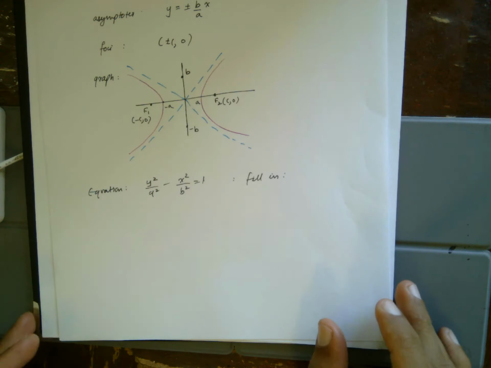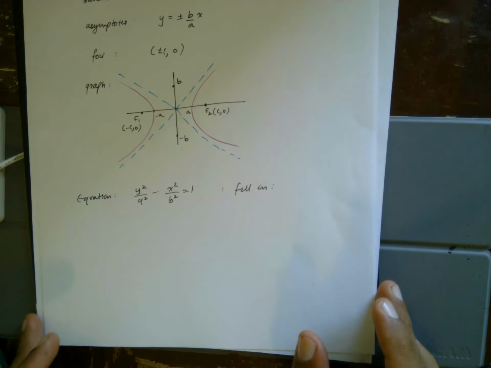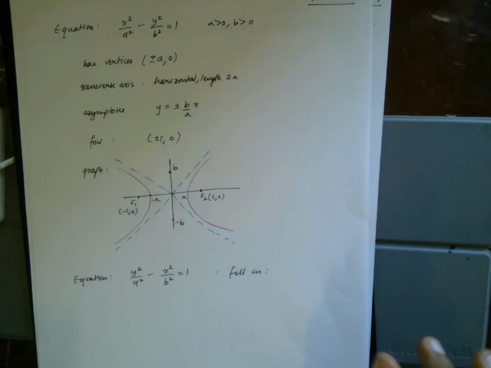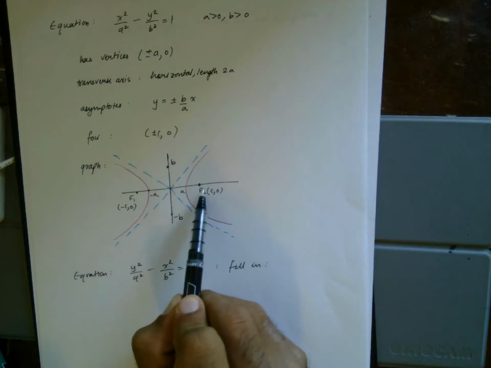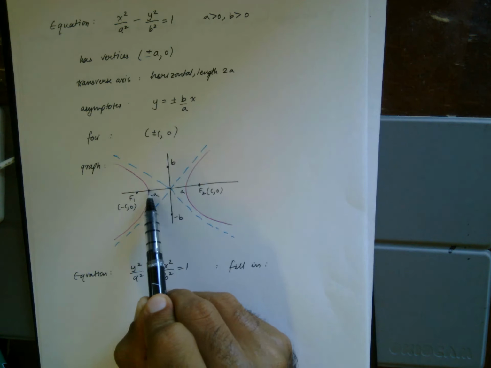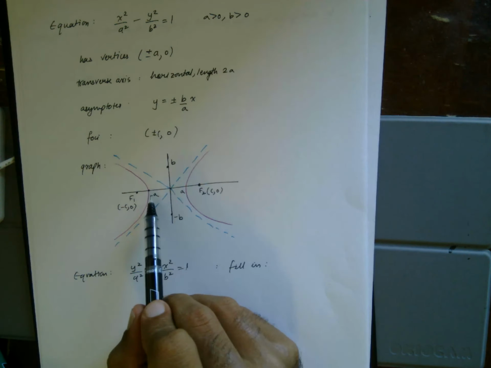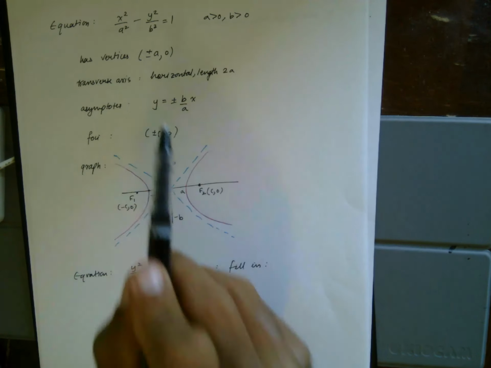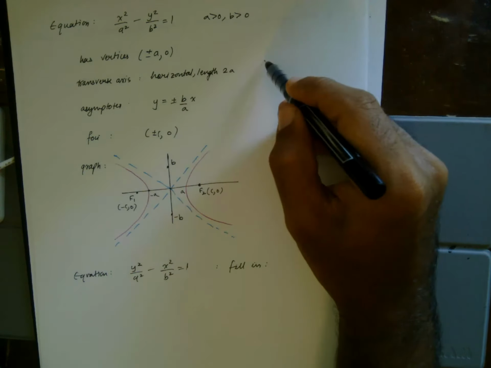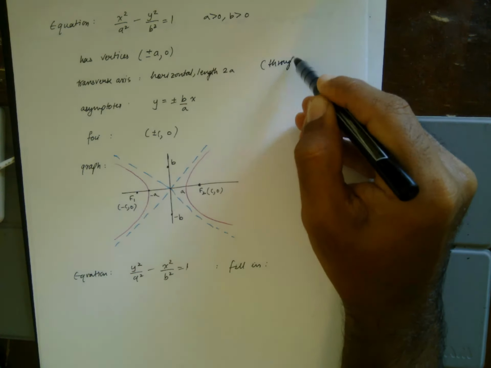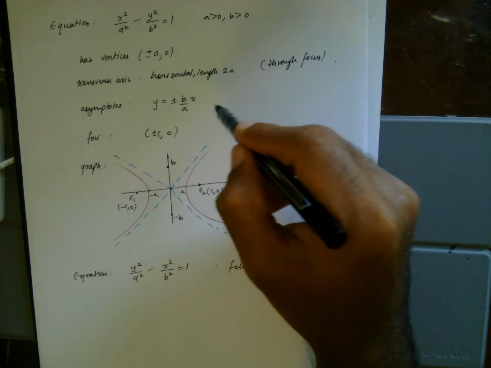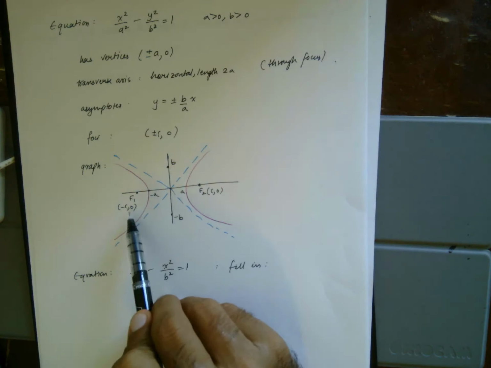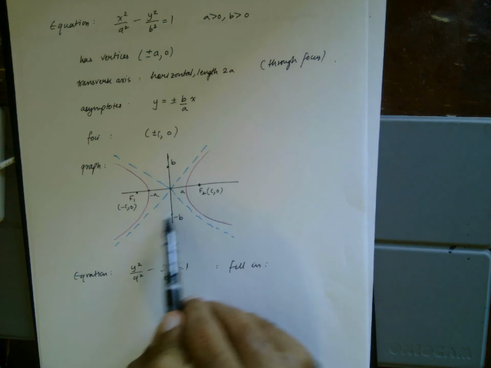So it has similar definitions of vertex and foci and so on. Let's see what that is. The vertices are plus or minus a. That's where it cuts the x-axis. There's something called the transverse axis. That's what goes through the foci. We'll talk about asymptotes in a bit. The foci are at negative c and positive c, and that's the graph.